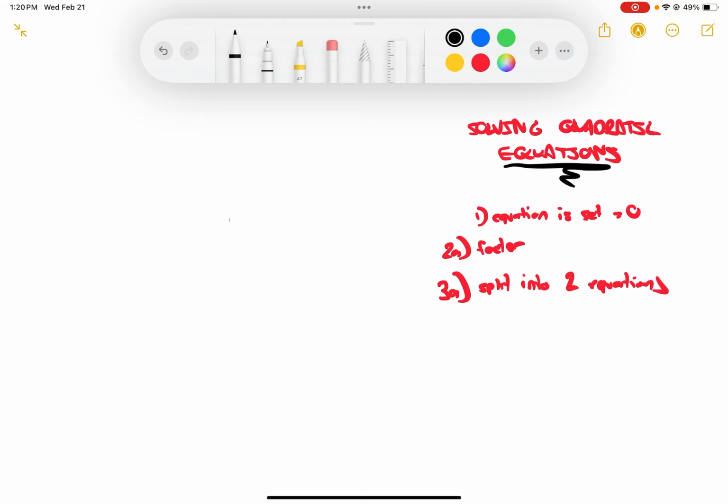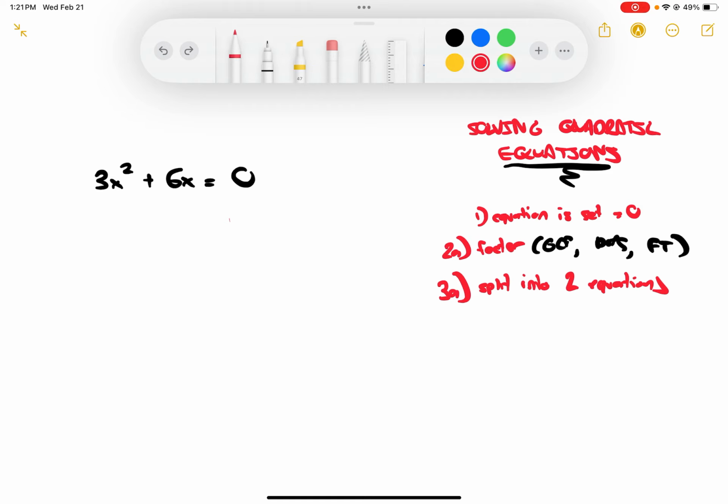When I say factor, I'm talking about our three major methods, which are GCF, DOPS, and factoring trinomials, which I'll just write as FT. All right, let's tackle one right now. 3x squared plus 6x equals 0. First things first, is the equation set equal to 0? Yes, it is, so I'm all good there.